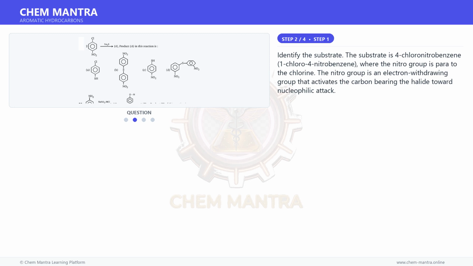Moving on to the next step. Identify the substrate. The substrate is 4-chloronitrobenzene, 1-chloro-4-nitrobenzene, where the nitro group is para to the chlorine. The nitro group is an electron-withdrawing group that activates the carbon bearing the halide toward nucleophilic attack.